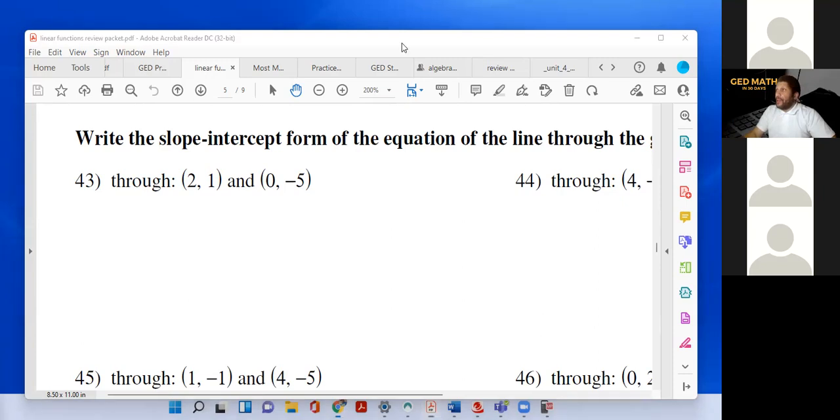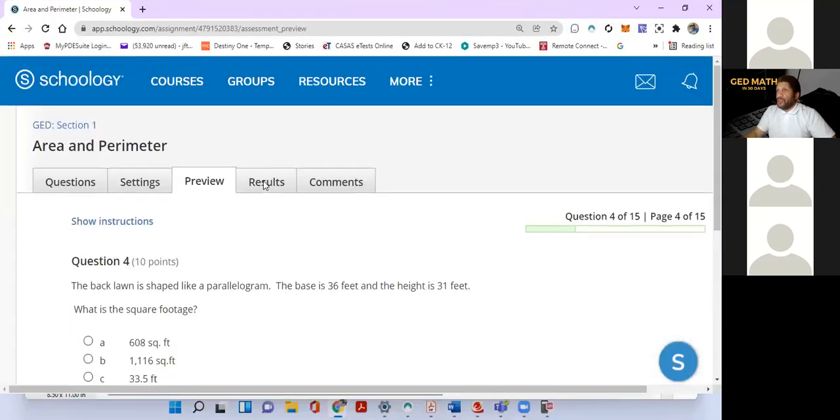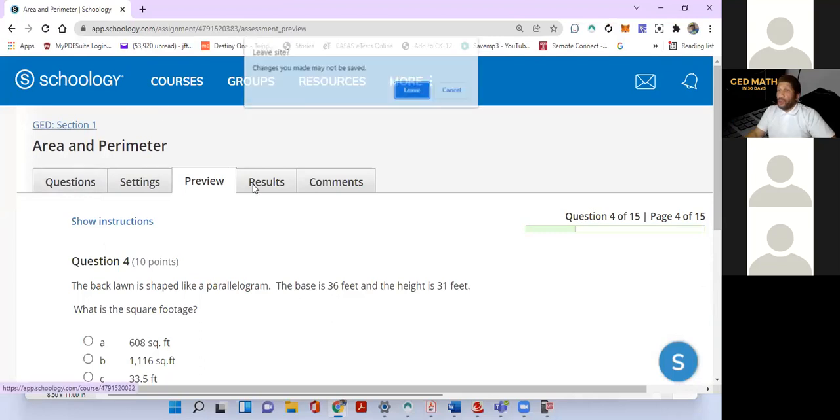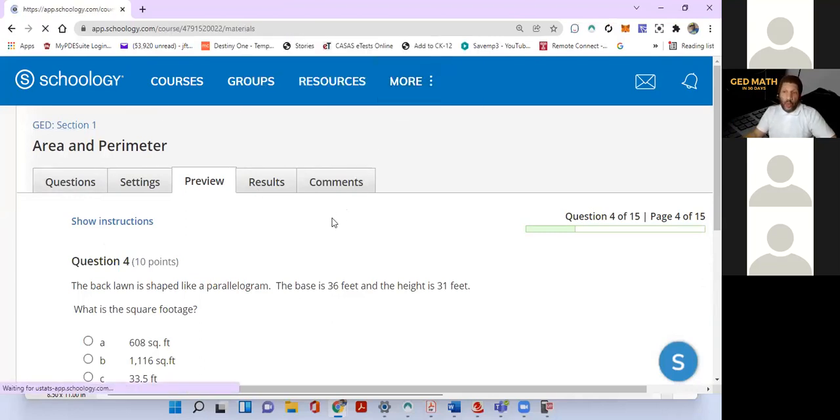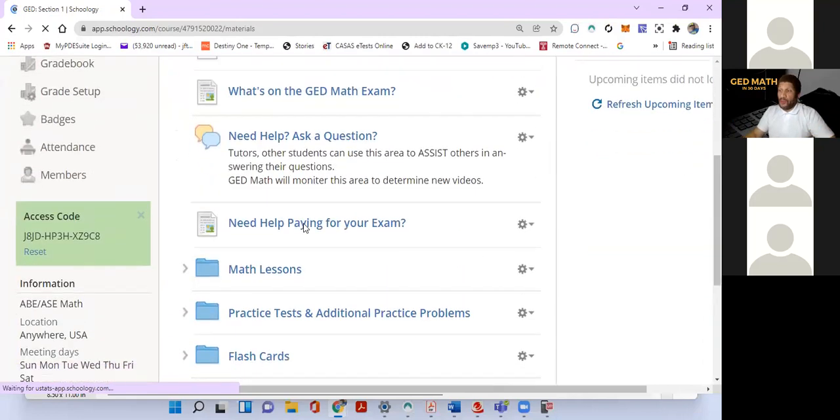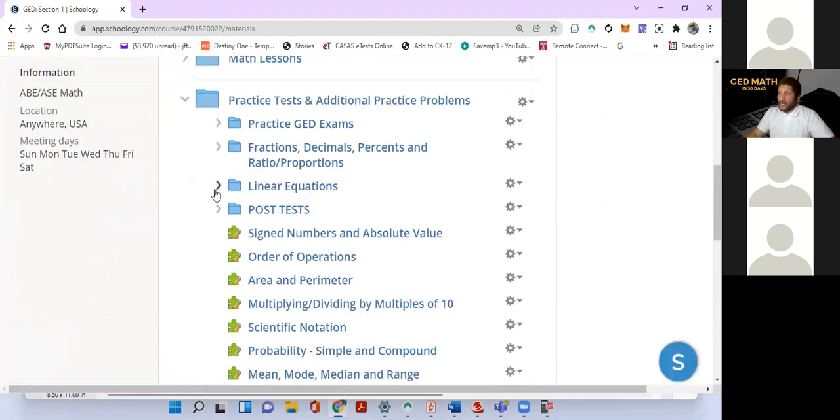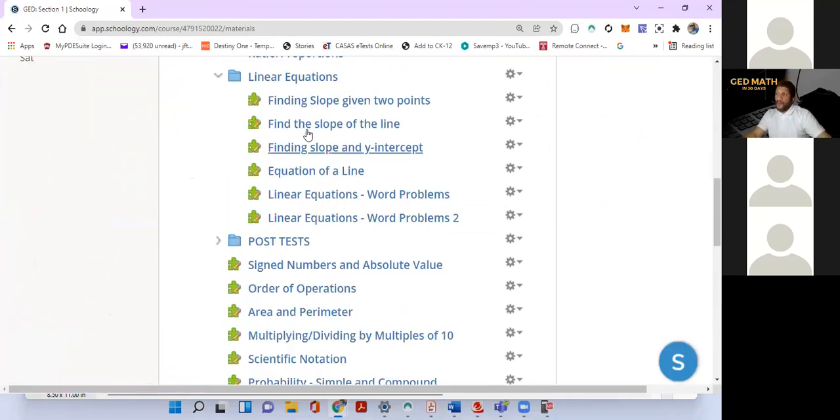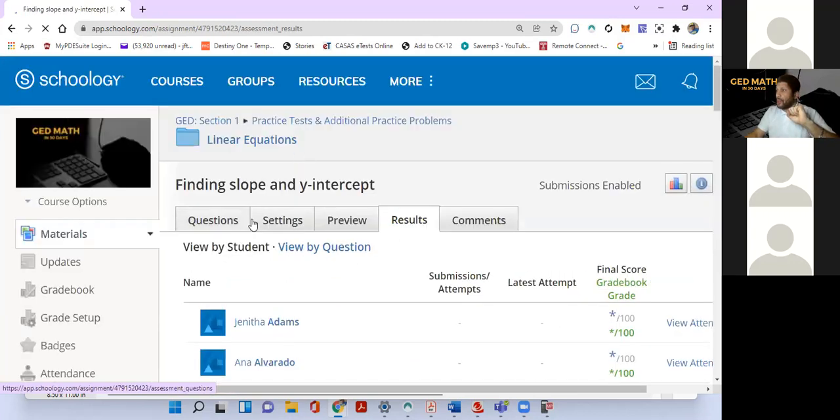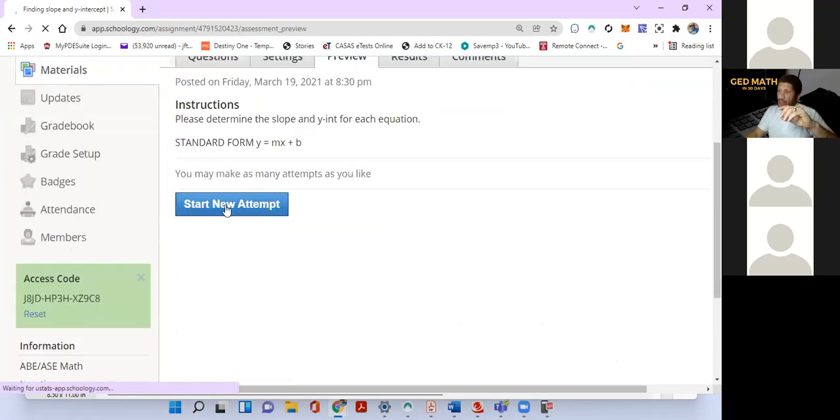For example, let me show you real quick before we go to that question. Let's go back to the course. Say you want to practice finding slope. You would come down here, go into practice and additional practice problems. There's linear equations, find the slope of the line, find the slope and y-intercept, equation of a line, word problems. So these are all things that you can do to practice. For example, find the slope and y-intercept. You can click on that, and of course you can't see the scores, and it'll give you a quiz.